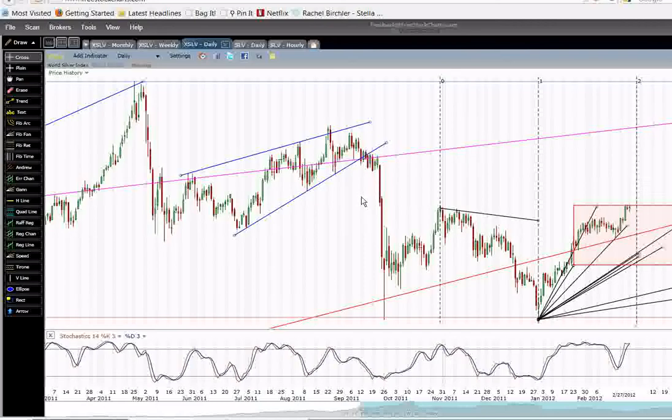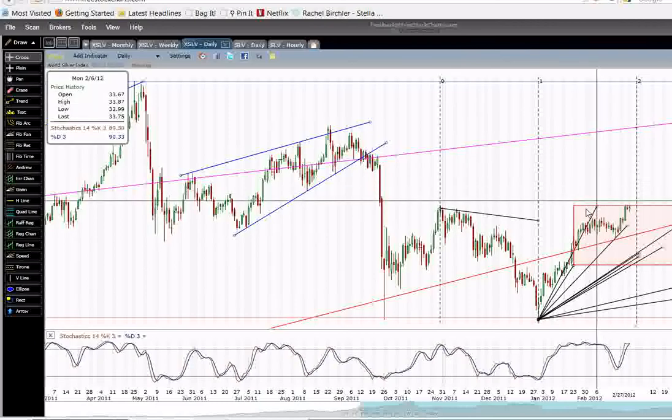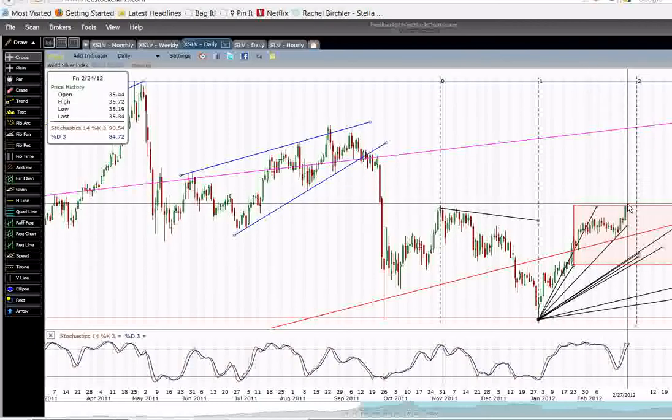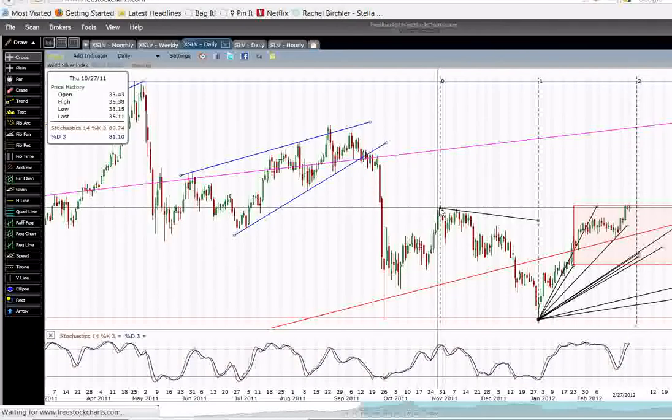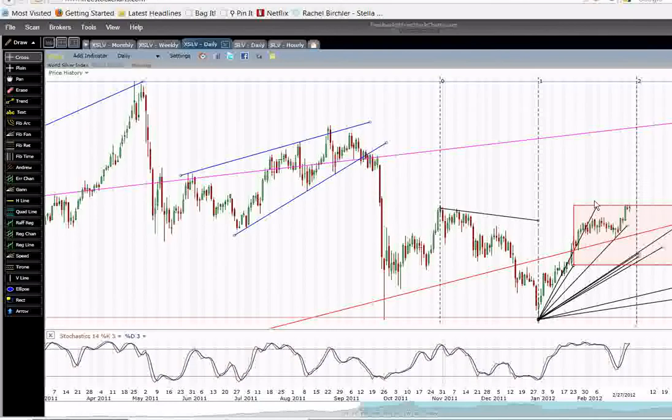This is a chart of silver, the daily nearest futures continuation chart, and basically I wanted to point out on this is that silver did slightly eclipse the high from October here. Gold did not yet, so silver is showing some relative strength to gold on this move.